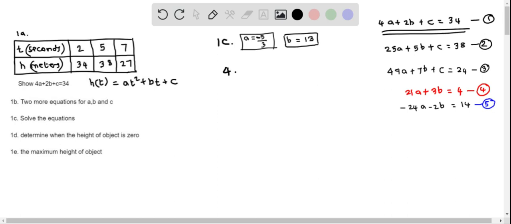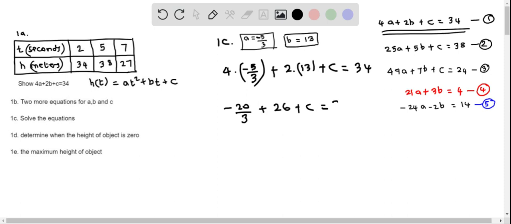So we have 4 times of a, which is negative 5 by 3, plus 2 times of b, which is 13, plus c equal to 34. So let me simplify this. This is 4 times of minus 5, which is negative 20 by 3, plus 2 times of 13, which is 26, plus c equals 34. So first let me subtract this 26 on both sides. So negative 20 by 3 plus c equals 34 minus 26. So this is going to be 8.